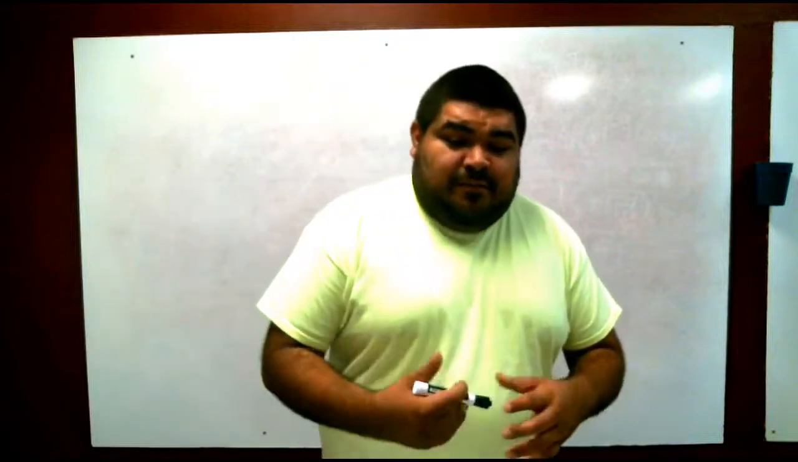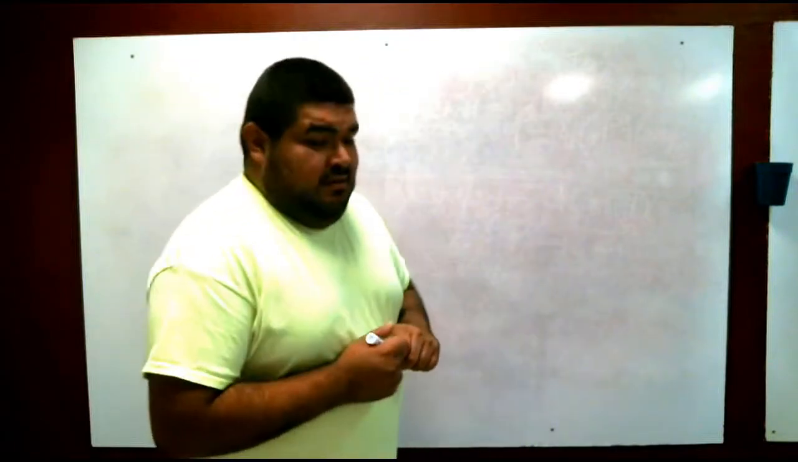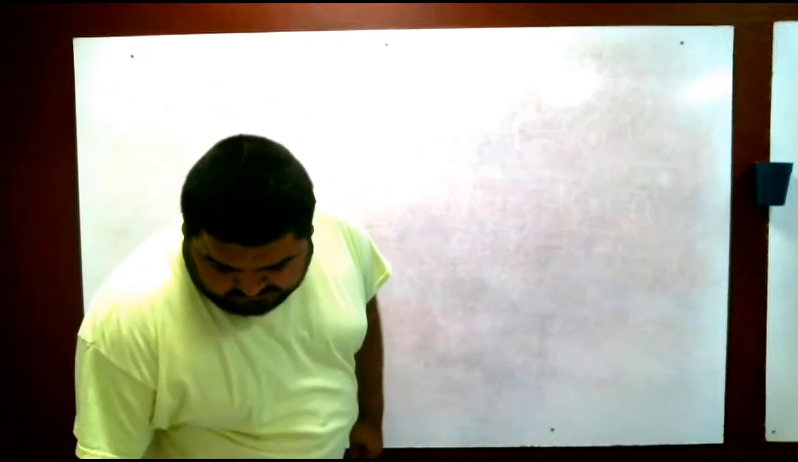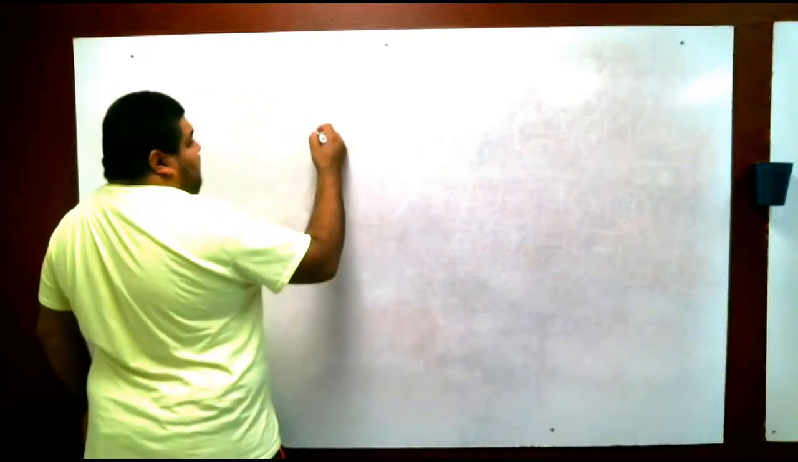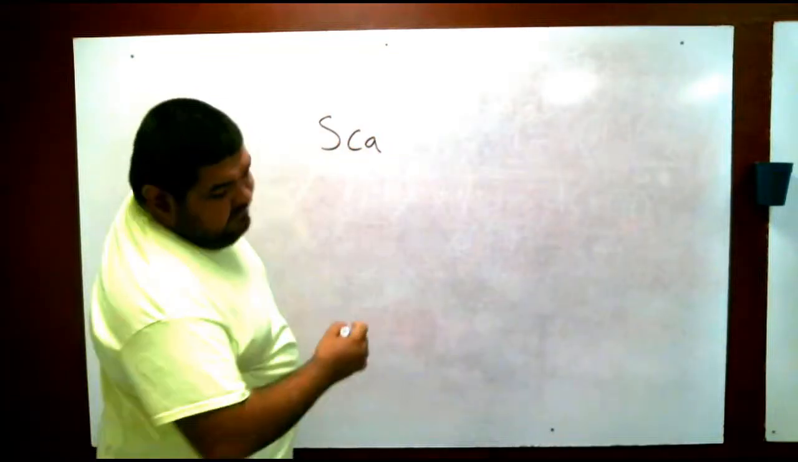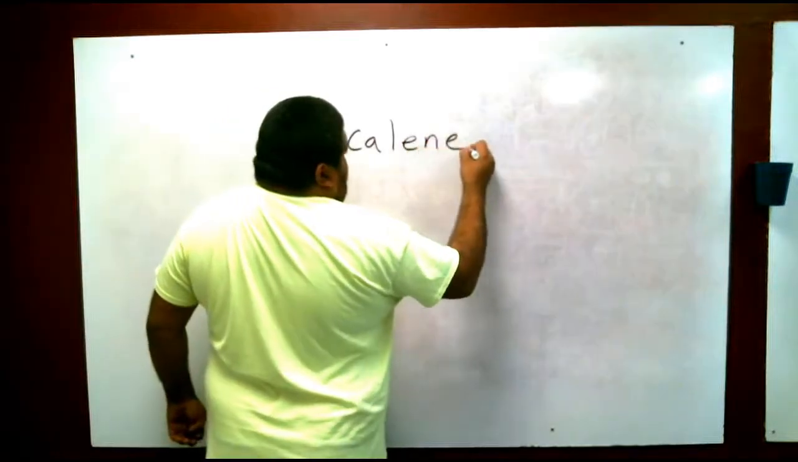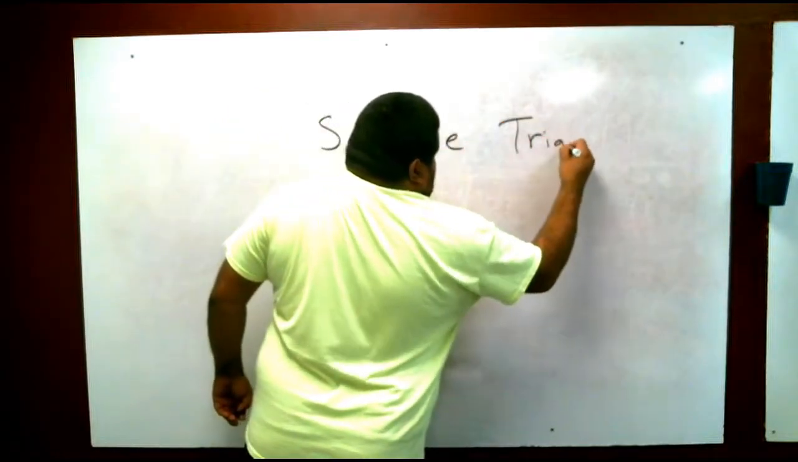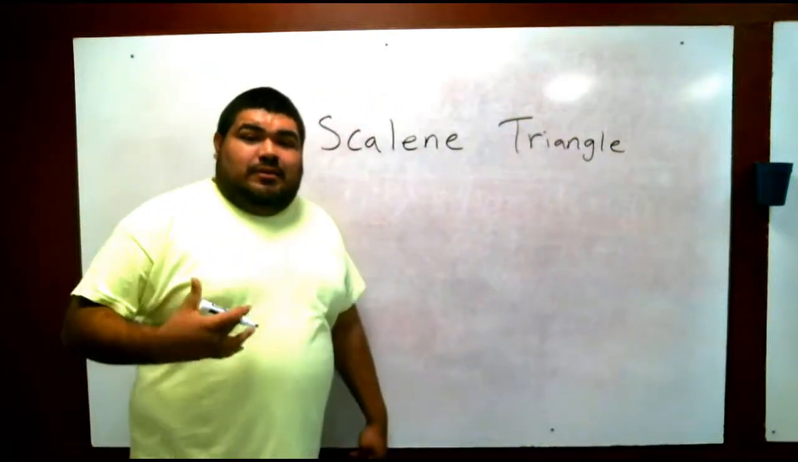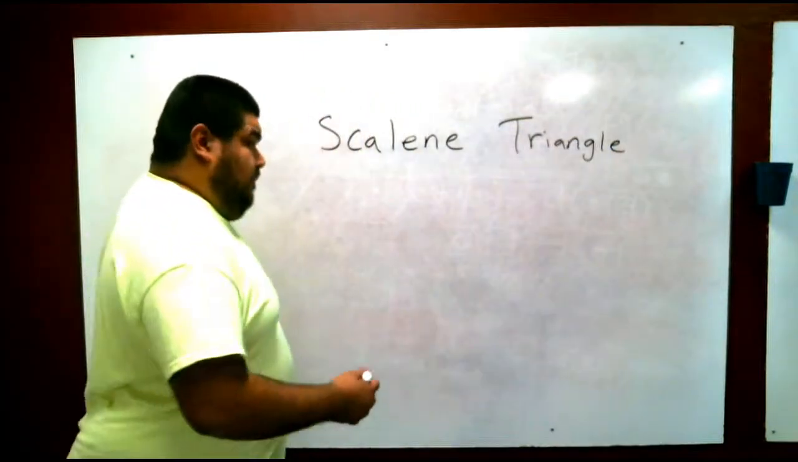Today, like I said last class, we're going to do the second part. Today we have 3 more words that we're going to get familiar with. Let's start off with the simple ones. Let's start off with scalene triangle. Okay? A scalene triangle is a triangle.